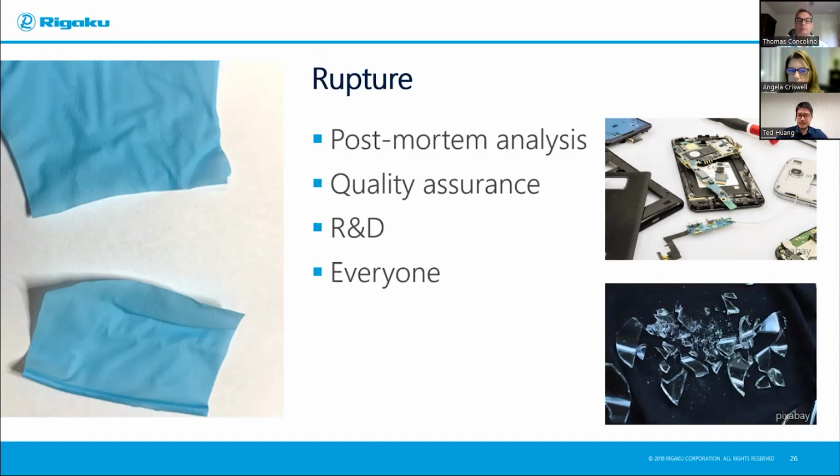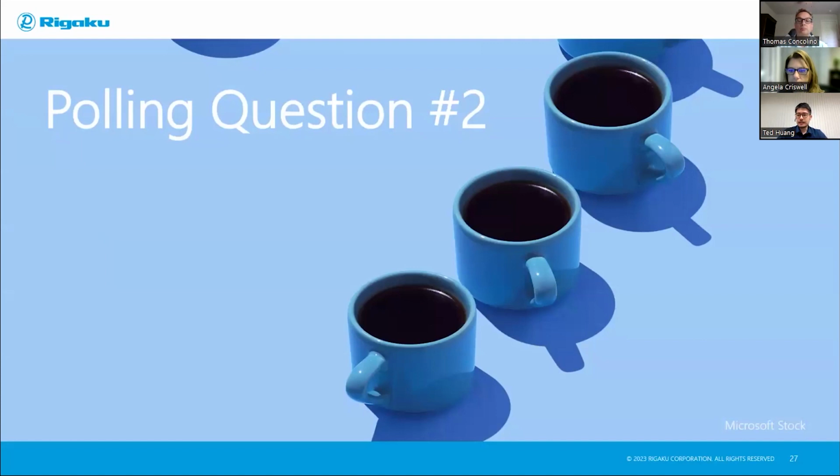So these are the four stages of structural failure, or I should say four stages of fracture. Now, I think it's a good time to move on to a second polling question.